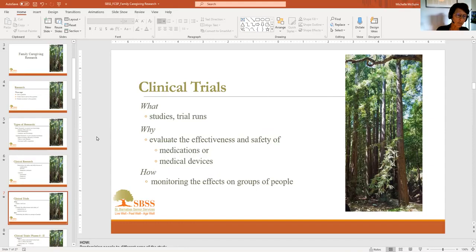And how is it done? By monitoring the effectiveness on groups of people. Basically, people are randomized into a different arm or group of the study. You can be group A and get the new drug. You could be in group B and not get the new drug. That's it in a nutshell.